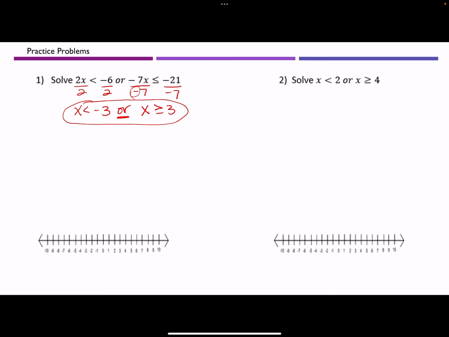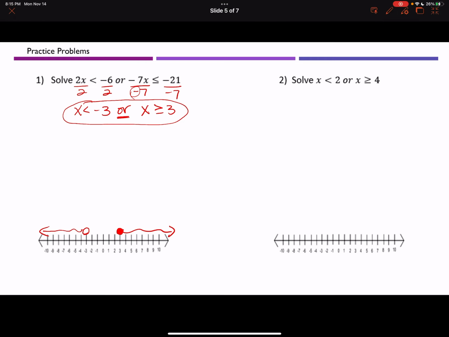Now let me graph. X is less than -3. So it would start here on the number line. Here's -3. X is less than that. Gets shaded down this way, right? And then we have x is greater than or equal to 3. So here's 3, greater than or equal to 3. We'd shade this in, and we would graph that way. And again, or means where one or the other or both are true. So anything that's shaded is a part of the solution. So there's my final answer.